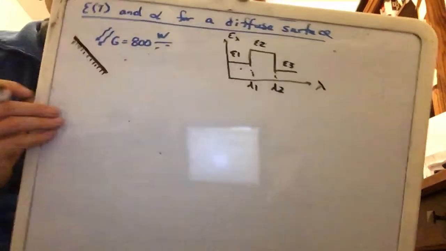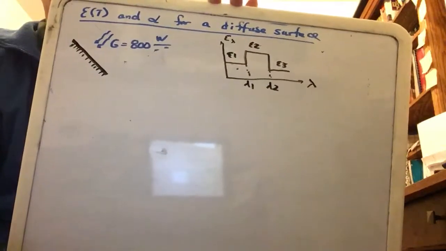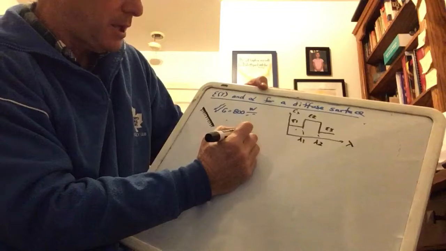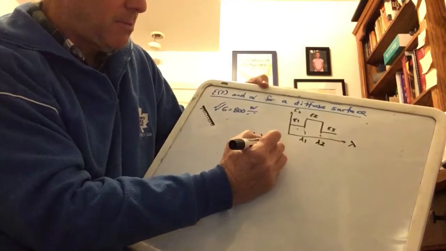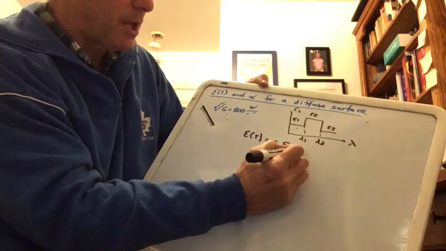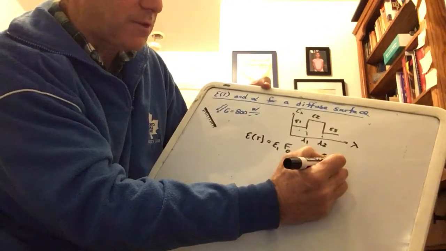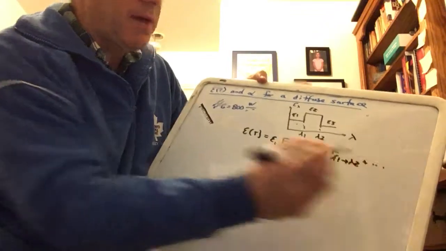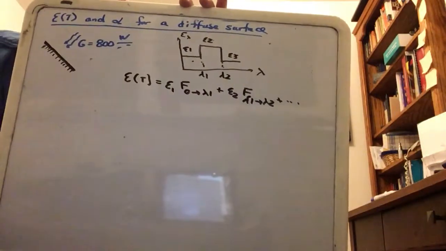Okay, so that might be a graph where we have the different bands of emissivity. Just a reminder, we can calculate the emissivity of the surface at a particular temperature by taking epsilon 1 and multiplying it by the black body fraction from 0 to lambda 1, plus epsilon 2 multiplying by the black body fraction from lambda 1 to lambda 2. And we can keep going and doing that for all the different emissivities that we have. All right, so that's old news.